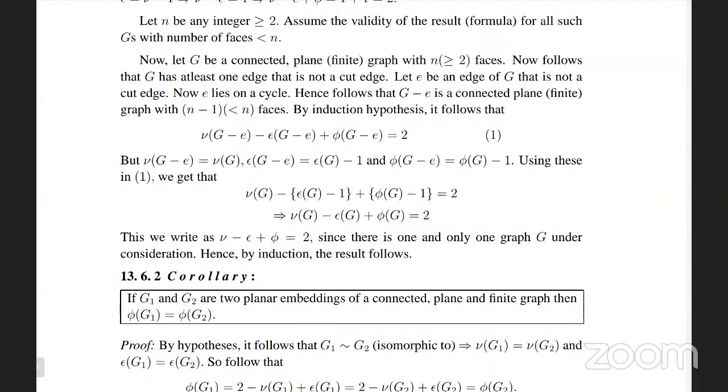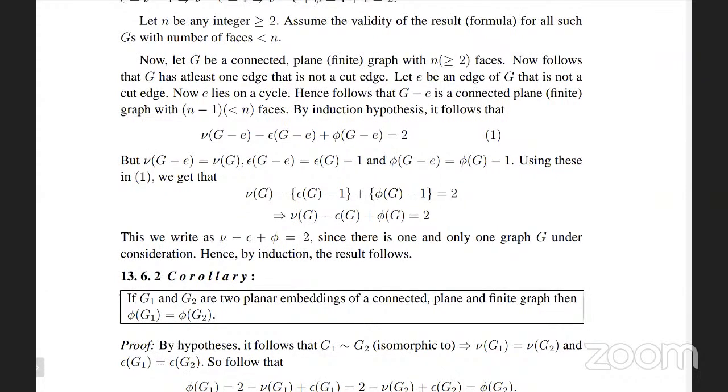From the proof point of view, the vertices of G minus E we can clearly write as the vertices of G. I am substituting in the one, and edges of G minus E equal edges of G minus 1. So the faces of G minus 1 altogether comes to 2 only. So V minus epsilon plus faces equal to 2, and the induction is proved.